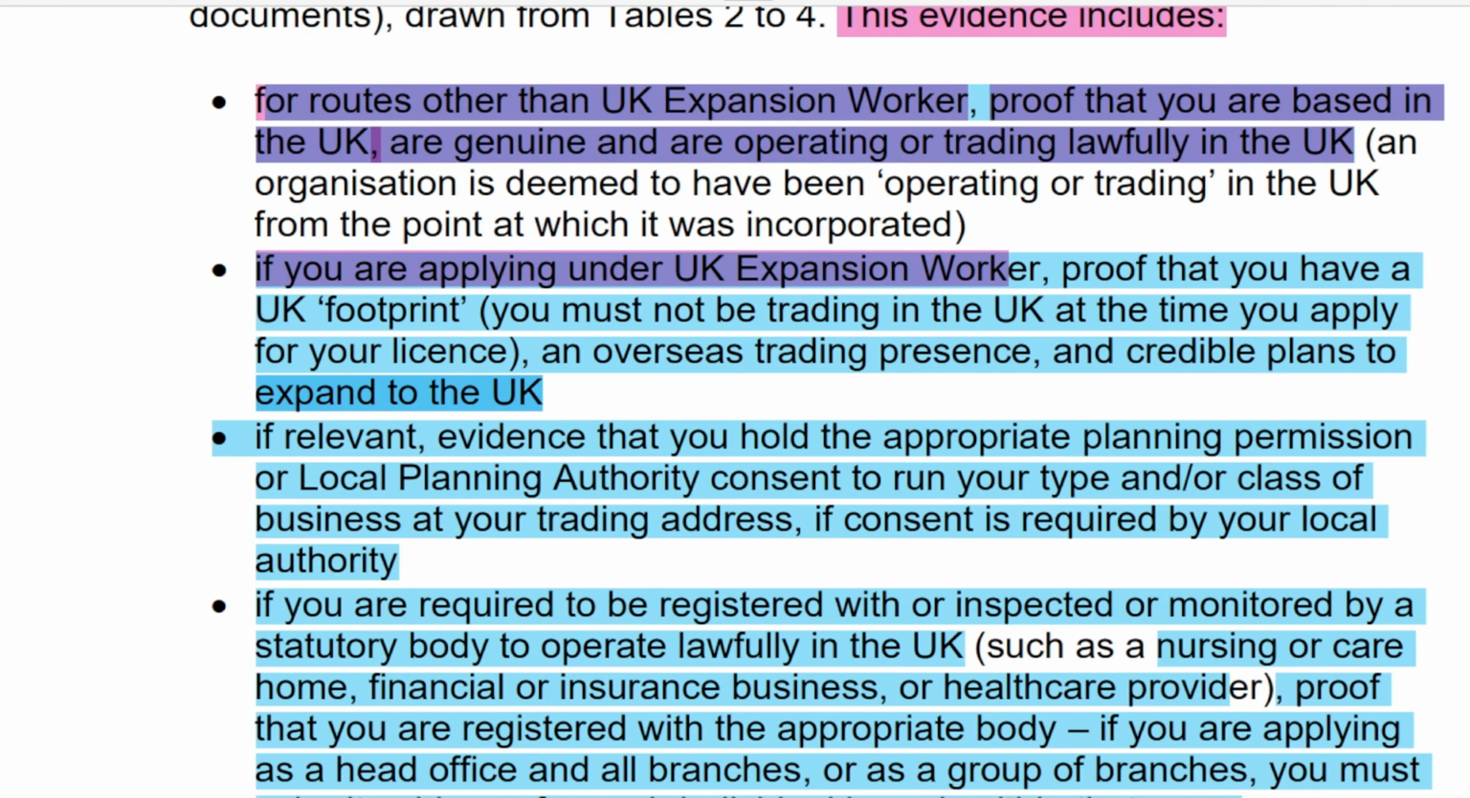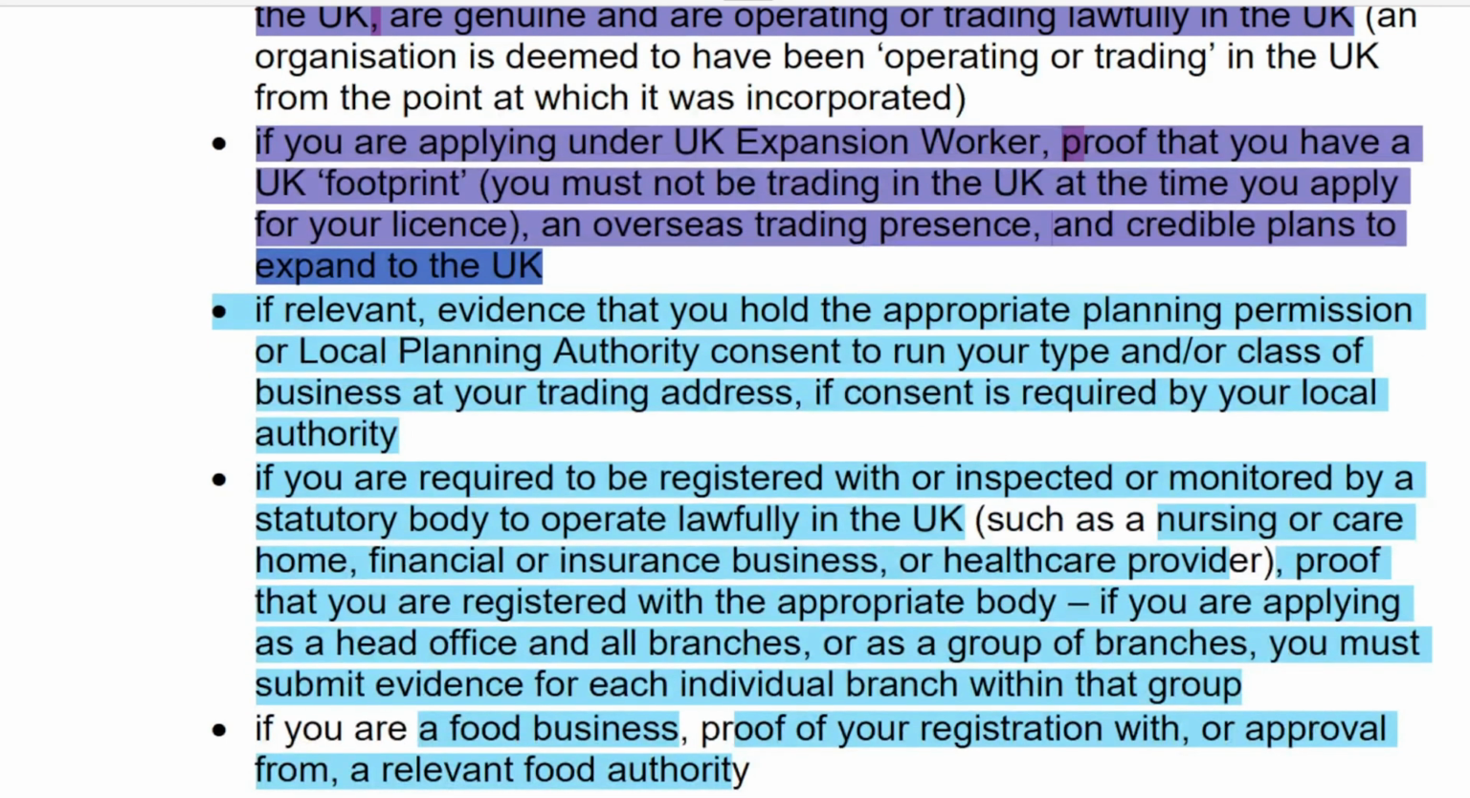If you are applying under the UK Expansion Worker route, prove that you have an overseas trading presence and credible plans to expand to the UK. You must not be trading in the UK at the time you apply for your licence. That's important. If relevant, provide evidence that you hold the appropriate planning permission or local planning authority consent to run your type or class of business at your trading address, if consent is required by your local authority.